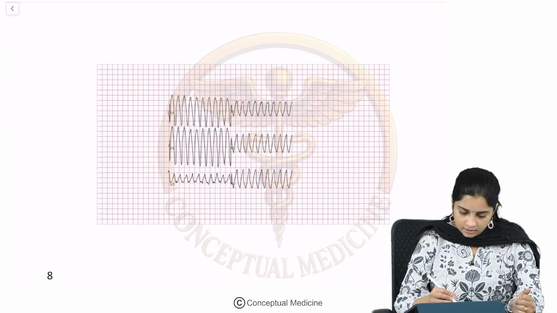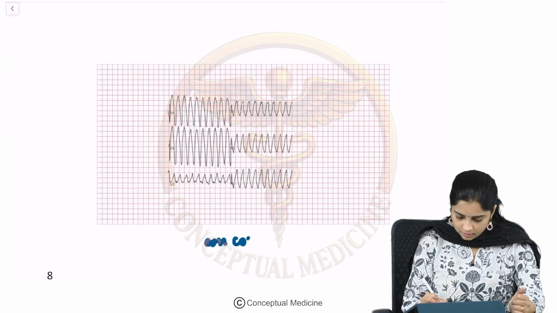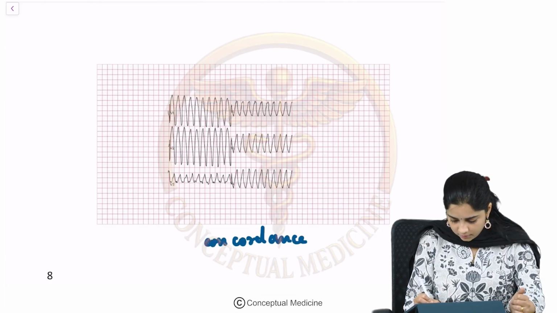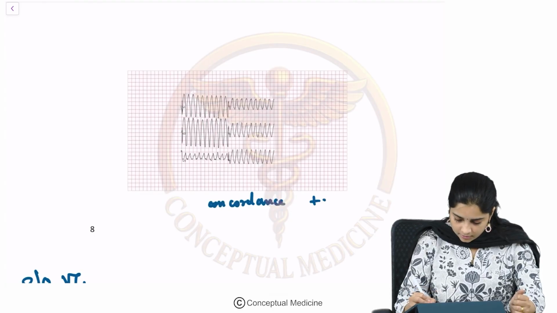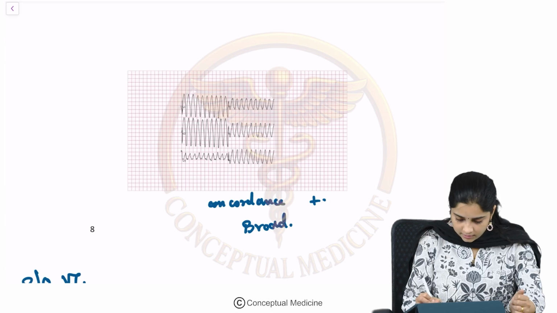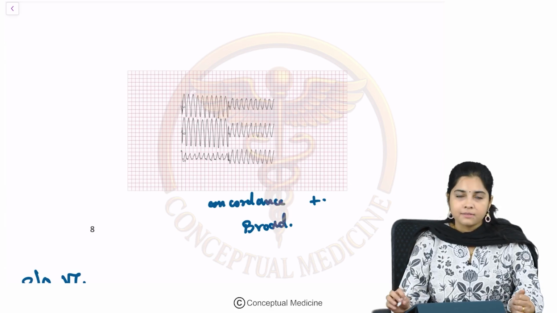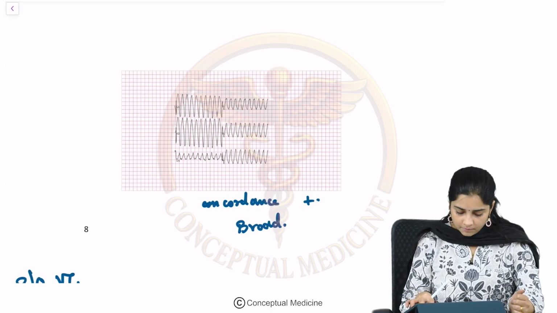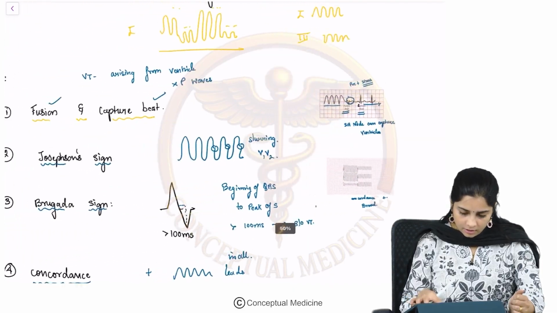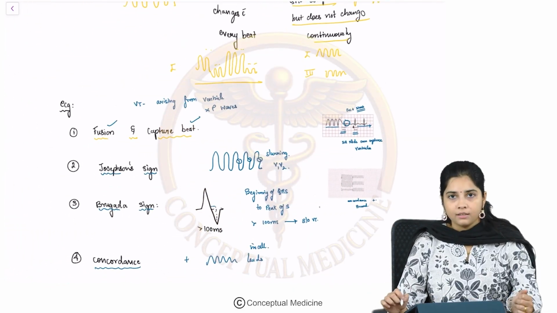So this is the ECG. Can you see that there is a concordance? What type of concordance? There is a positive concordance, right? Then you can see extremely broad complexes. So that is about your ECG of ventricular tachycardia.